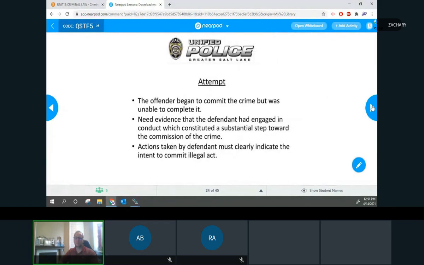Okay, so as we're talking more about the act to do something, we have what's called attempt. It's the offender began to commit the crime but was unable to complete it. Okay. Need evidence that the defendant has engaged in conduct which constitutes a substantial step towards the commission of the crime. Actions taken by a defendant must clearly indicate the intent was to commit an illegal act.